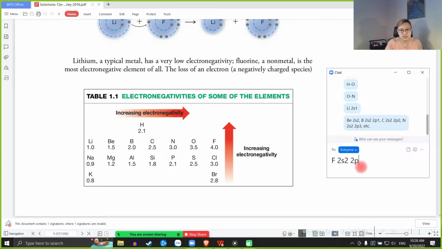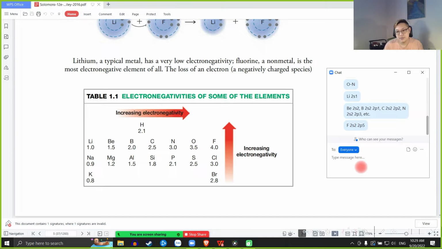2s2 2p5, yeah, that's right. So it means it needs one more electron to achieve the octet rule, isn't it? Because 2 plus 5 is 7. It has 1s2, 2s2, 2p5. I think it's enough 9. Why isn't it one more?